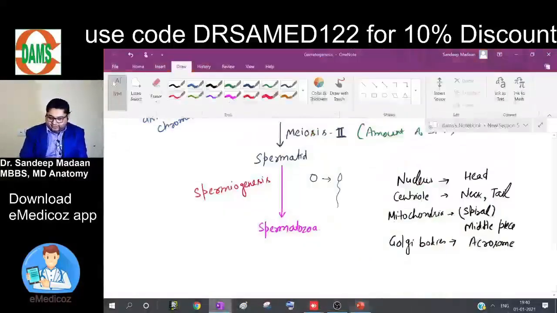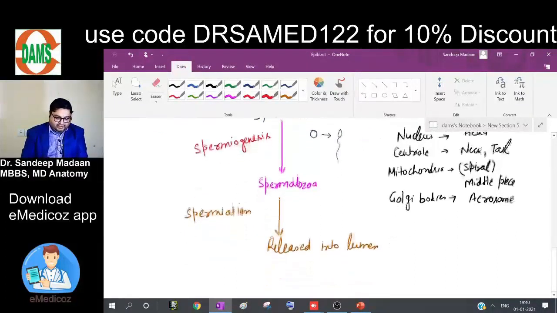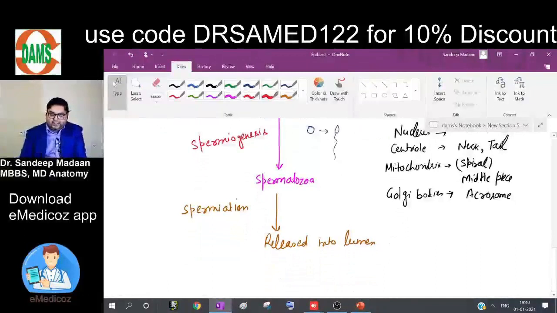I wanted to show you the wall and the lumen. Right now the spermatozoa which are formed are attached to the wall because all the cell types were there. And now spermatozoa will be released into the lumen. Lumen of what? Lumen of the seminiferous tubule. Okay, released into the lumen, and this step is called spermiation. Is that fine? Yes. Now, after this release, these cells want to go to the epididymis.